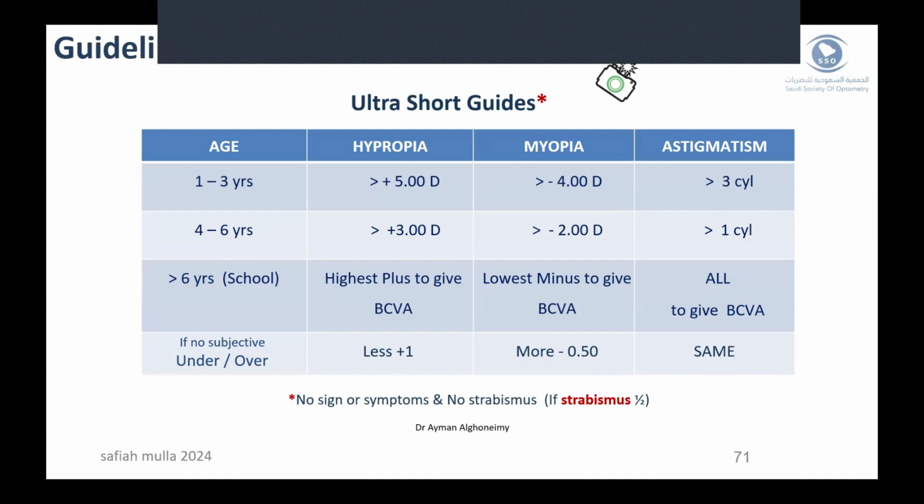If you have a strabismus, then the number will be half. Like age 1 to 3, hyperopia with strabismus, then you correct them if they are more than 2.5 diopter. If they are myopic with strabismus, then it's going to be -2 diopter to be corrected, and so on. So that's a short schedule. Again, you can take a screenshot, so it will be helpful for you.